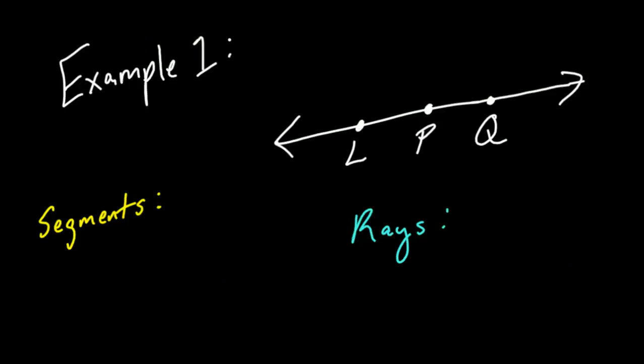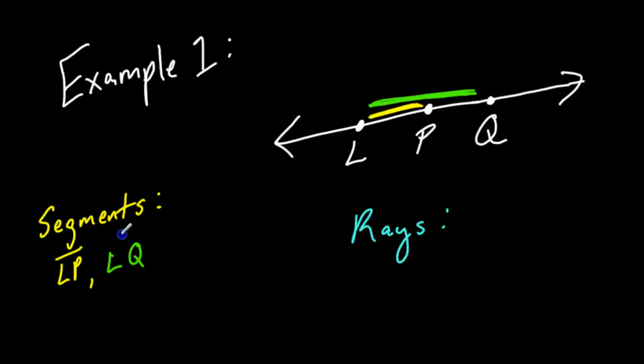Alright, example 1. We've got that line there, L, P, and Q, and I want to name all the segments. So I'm going to go ahead and see all the segments here. There's one segment there with two specific endpoints. It starts at L and it ends at P. And I've got another one. We can call it starting at L and going to Q. So that's going to be LQ.